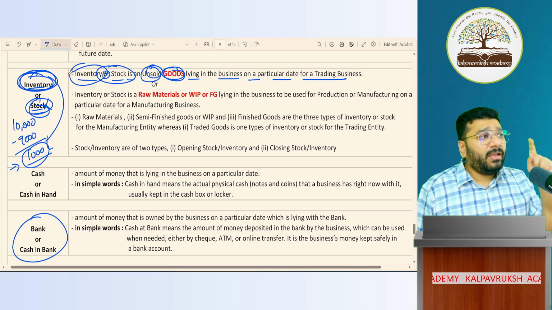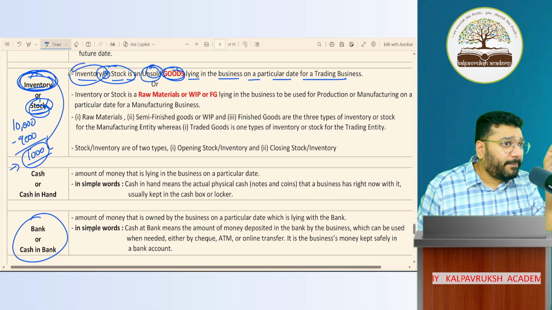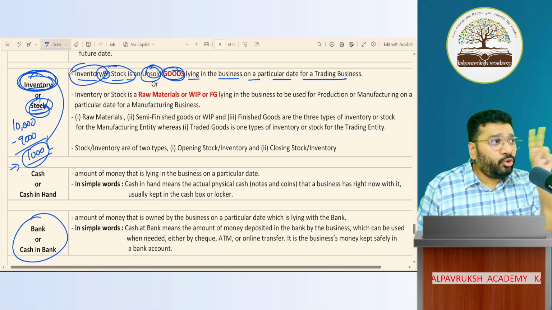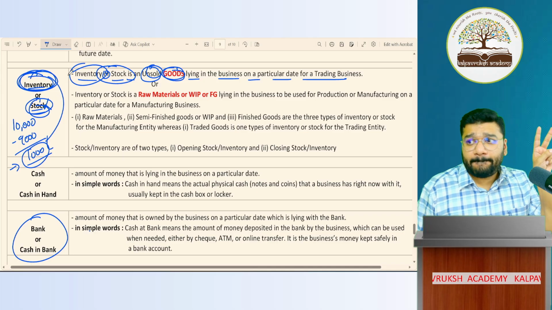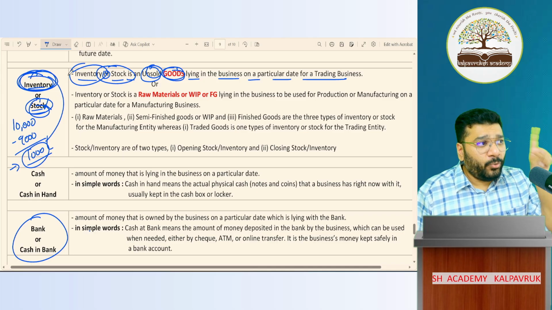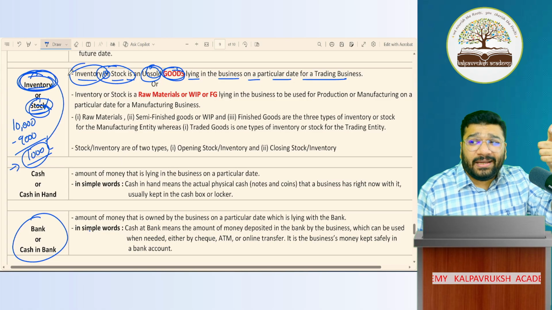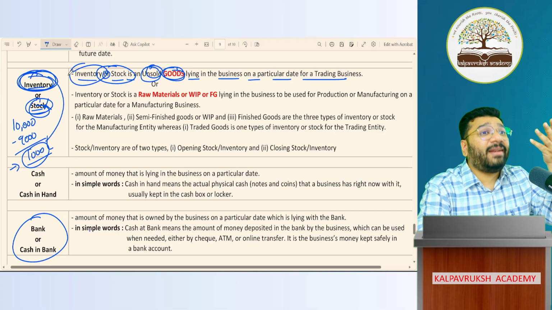Okay. In business, I purchase two kinds of goods. What are they? Raw material and traded goods.